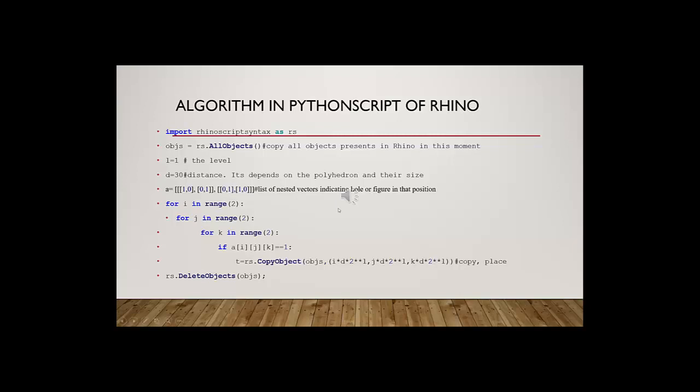All objects: copy all objects present in Rhino in this moment. L equals 1 is the level. D equals 30 is the distance. It depends on the polyhedron and their size. List of nested vectors indicating hole or figure in that position. Copy object is copy, place.